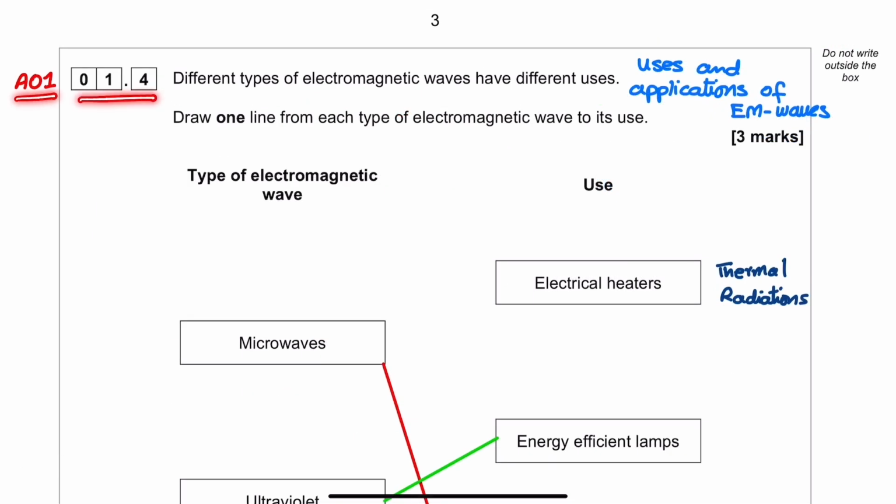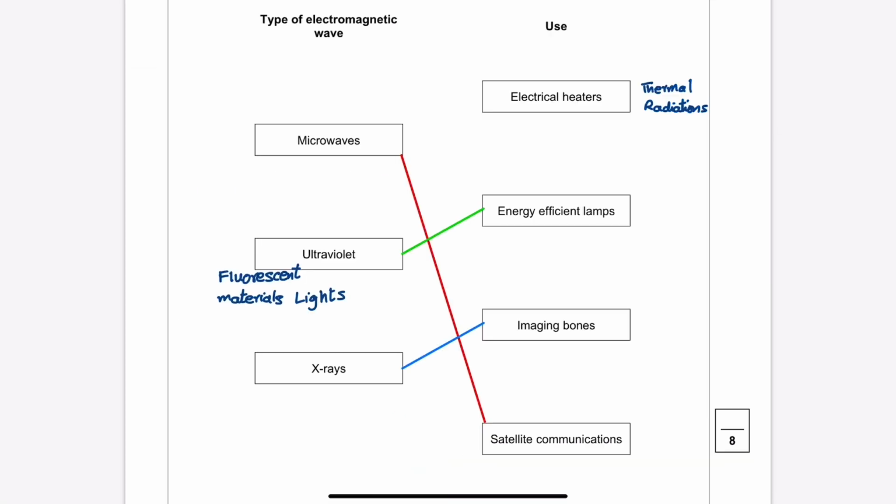1.4 is an A1 question. It is again a knowledge-based question, and this question is from the topic of uses and applications of electromagnetic waves. Different types of electromagnetic waves have different uses. Draw one line from each type of electromagnetic wave to its use. So different uses are given here and different kinds of electromagnetic waves are given.